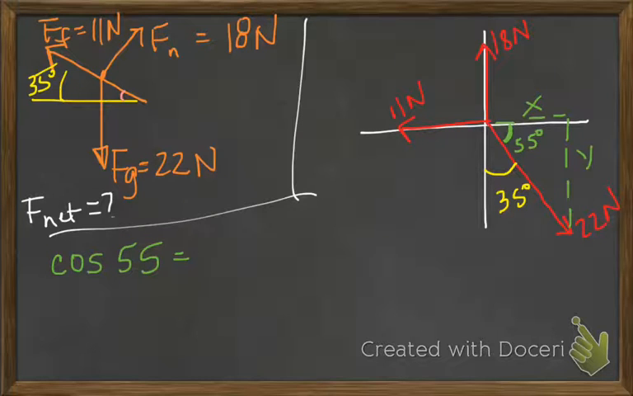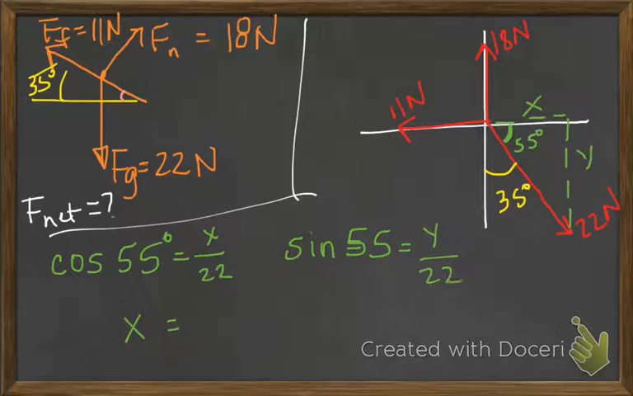Cosine is adjacent over hypotenuse. So x equals, and then sine 55 equals y over 22. So y equals. So there's what y'all calculated for x and y. Again, I was just using two significant figures. So for x, 13 newtons. For y, we've got 18 newtons.